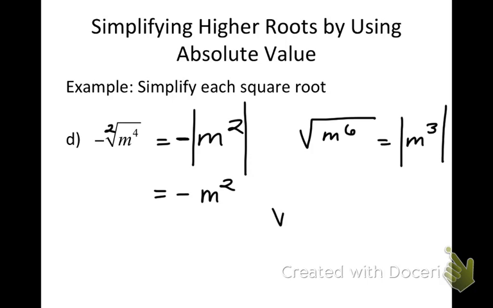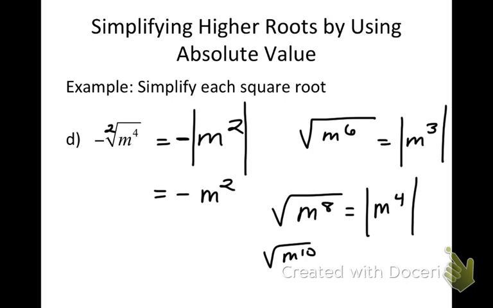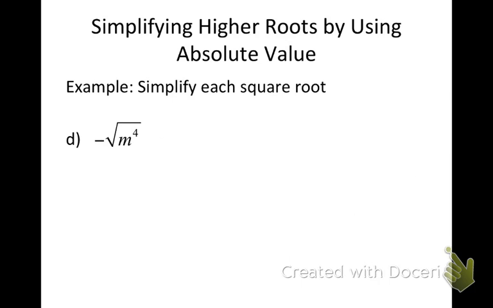If we had the square root of m to the 8th, what would that be? M to the 4th, and then you have your absolute values. Do I technically need them? No, but it's technically not wrong. If I had the square root of m to the 10th, that would be the absolute value of m to the 5th. See the pattern?